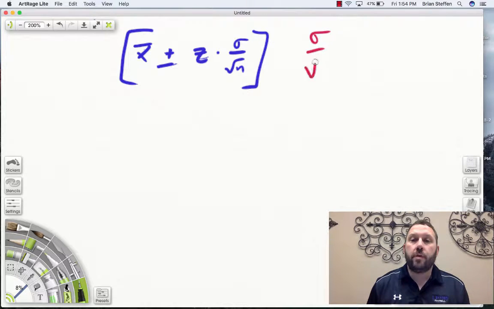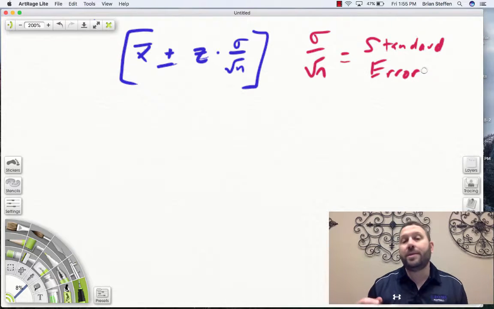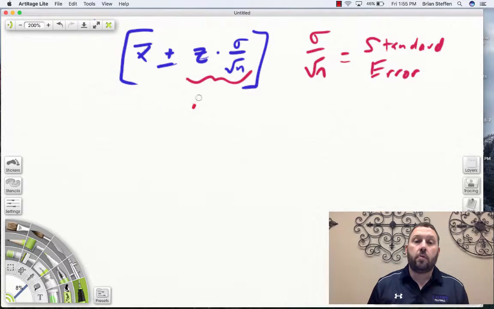Sigma over root n is the standard deviation of a statistic, and sometimes you'll see our book and other places refer to it as standard error. Again, error not meaning we did something wrong, but this is how far we are away from something. We're not exactly on, we're just close to it, so that's error. So standard error is the standard deviation of the sampling statistic for x bar. It's sigma sub x bar, so it's also called that. And this whole thing is referred to as the ME, or the margin of error.